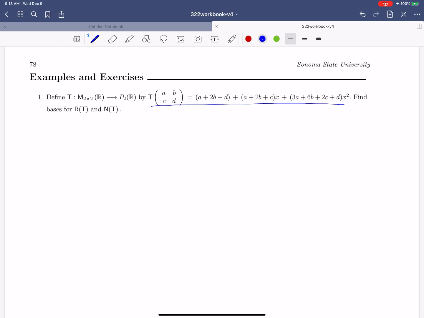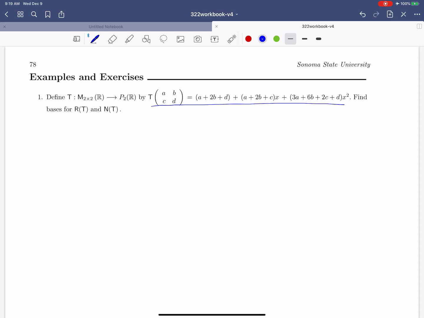Okay, and our approach to this problem is going to be the same as the approach that we used in the last few examples. We're going to first find a matrix for this transformation. We're going to find the range and the null space of the left multiplication operator, and then use that calculation to figure out the range and the null space that we really want.